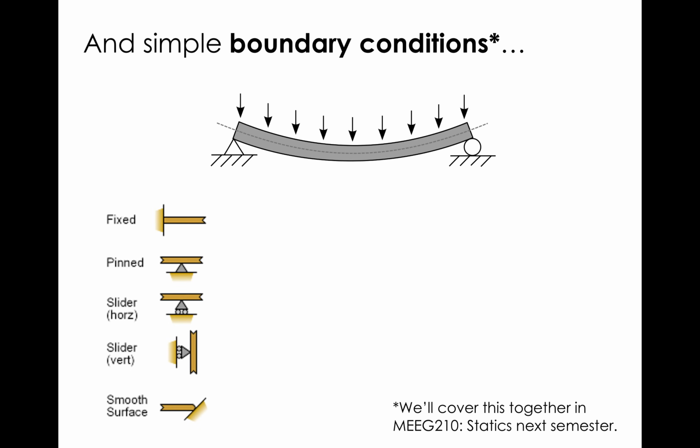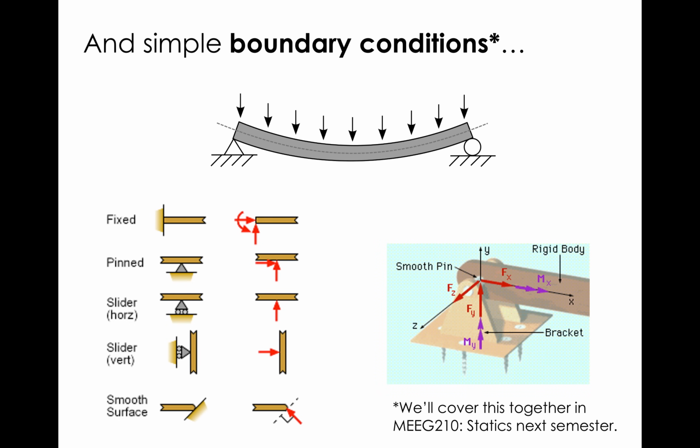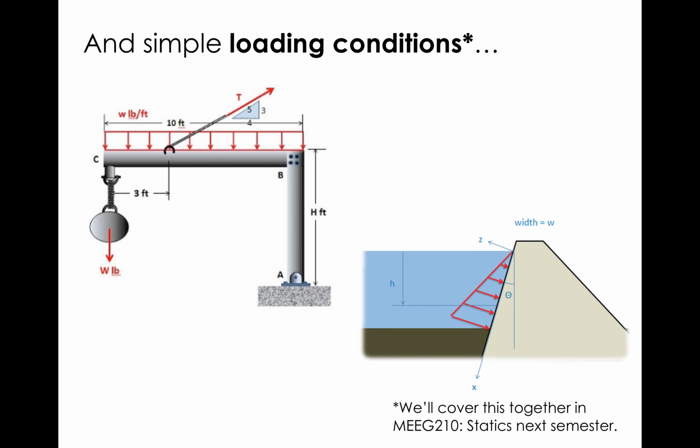Okay, so fixed pin, slider, vertical slider, smooth surface. These are all the different types of supports, and this is the reactions that you would expect. This is actually simple. These are things that we can solve by hand, and we don't need a computer to do the simulations.